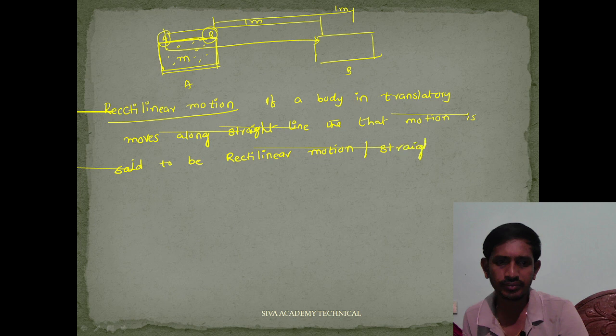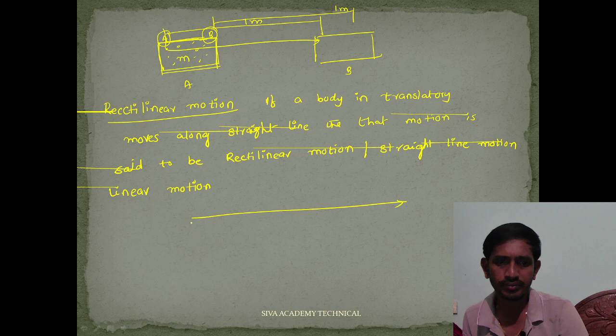Straight line. It is also called straight line motion or linear motion. So this is the definition of rectilinear motion. For example, a body always moving along a straight line.